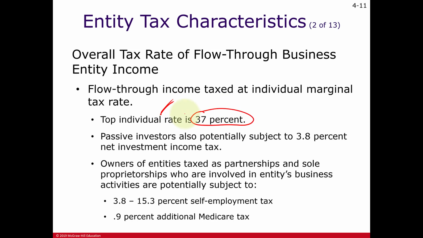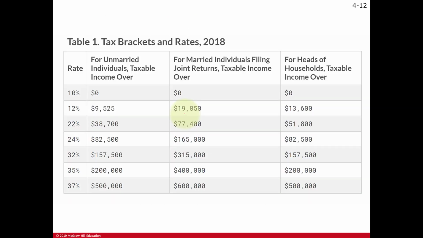In real life, in real planning, you should consider that this 37% is for income above, in the case of married filing joint people, 400,000. And you can see in this tax rate schedule, the first 19,000 of income is taxed at 10%, and the next range of income is taxed at 12%. But to keep things simple, including the homework assignment, I believe we just assume all of the income is taxed at the highest marginal rate of our taxpayer.